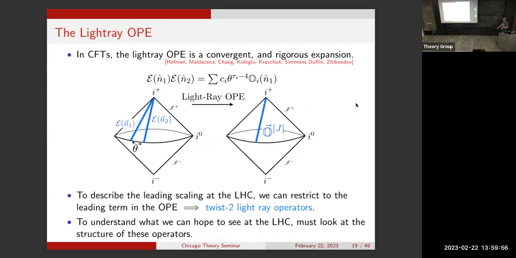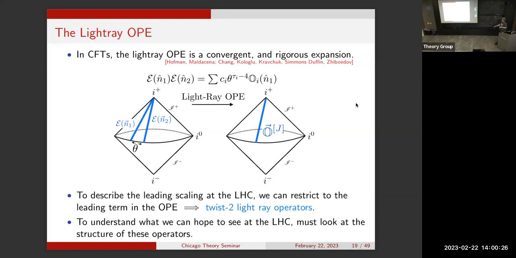Okay, so now we have to understand what you'd actually see at the LHC. In a CFT, this light ray OPE was proven to be an actual convergent and rigorous expansion. But the nice thing here is that we're already focused on the very small angle behavior. Essentially, for phenomenological purposes, we can just restrict to the leading term in this operator product expansion. The things that appear in the leading term are what are referred to as twist two light ray operators.